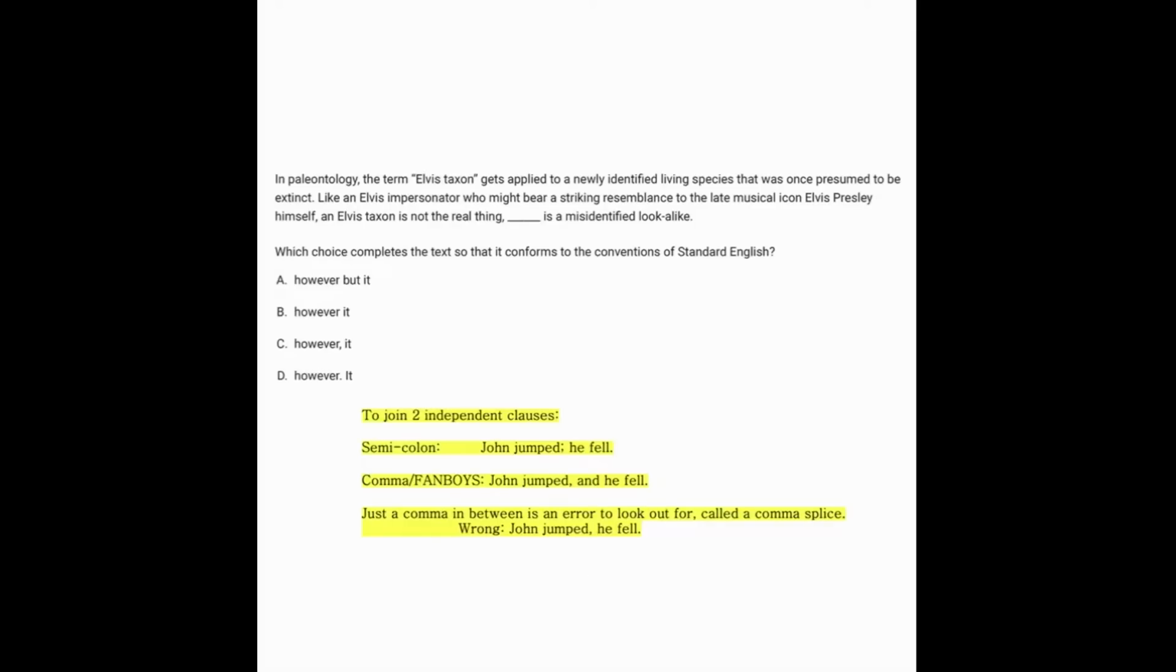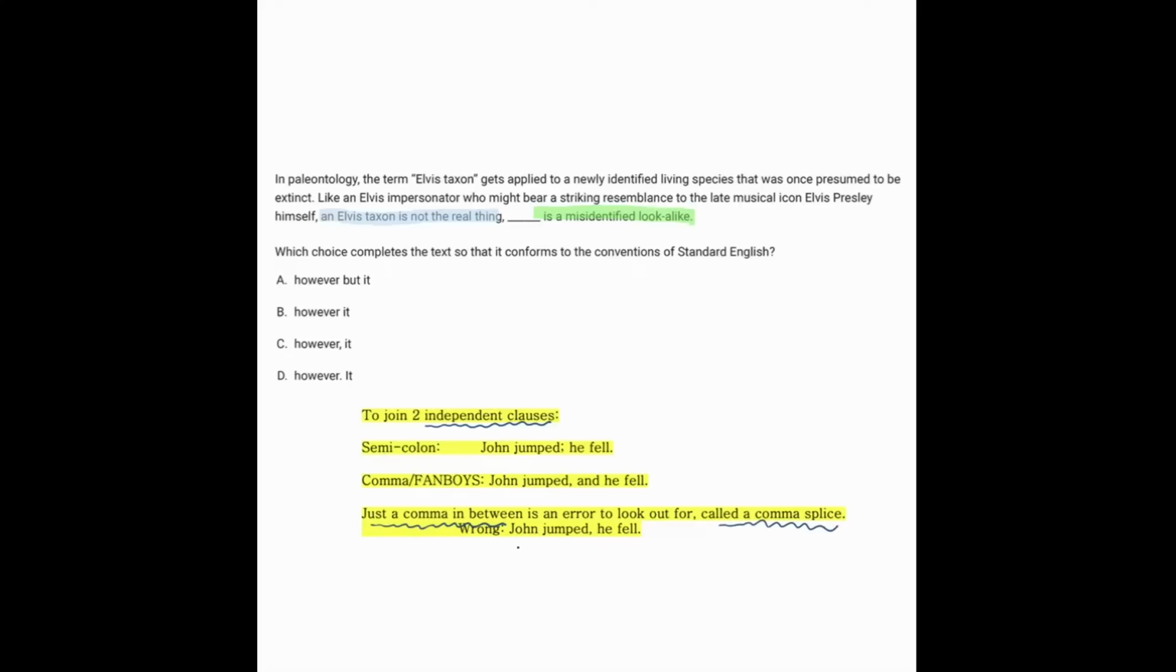This question is primarily about the ways to join two independent clauses. During the most important part of this question, we see an Elvis taxon is not the real thing. It is a misidentified lookalike. Now, perhaps more important than the right answer here is the idea that you should know that if you have two independent clauses with just a comma between, that's a super important error called a comma splice.